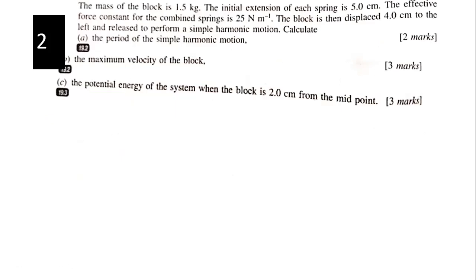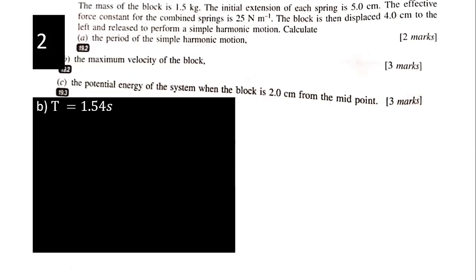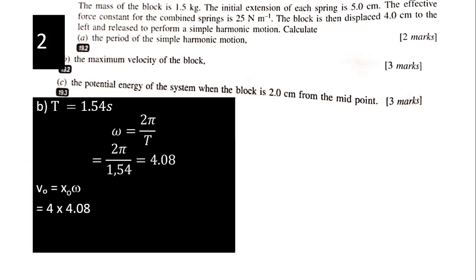Maximum velocity of the block. The period, you already got that. How to calculate the maximum velocity? Omega equals 2 pi over T, so 2 pi over 1.54. Calculate that out, and it is 4.08 per second. Then your maximum velocity is 16.3.